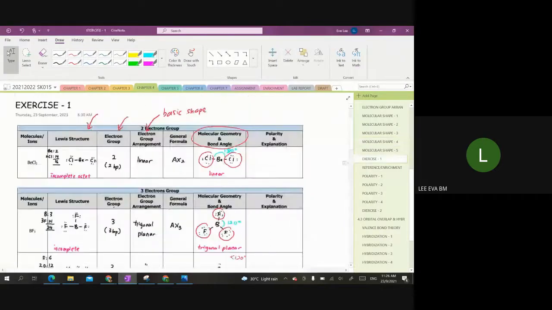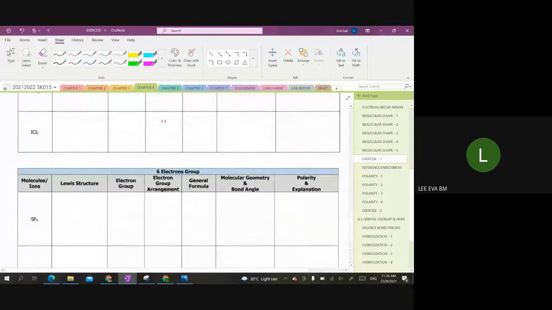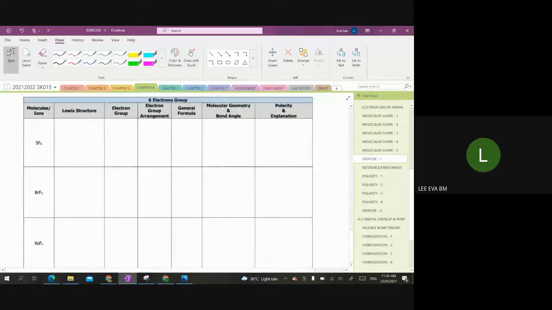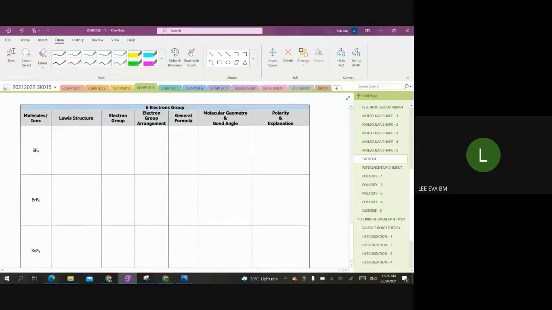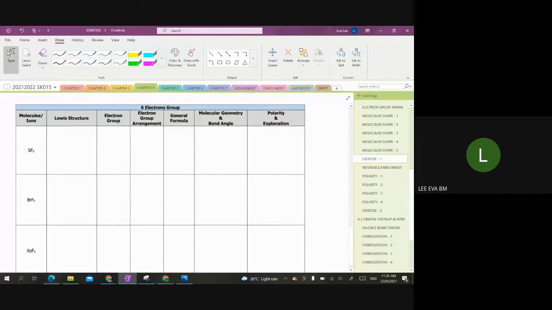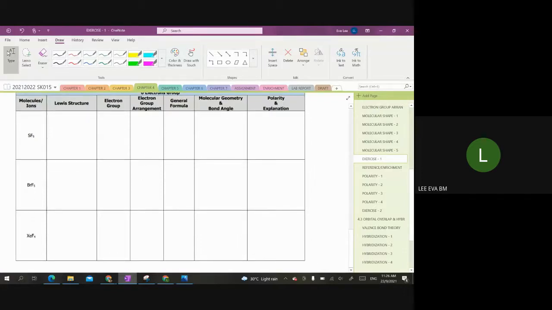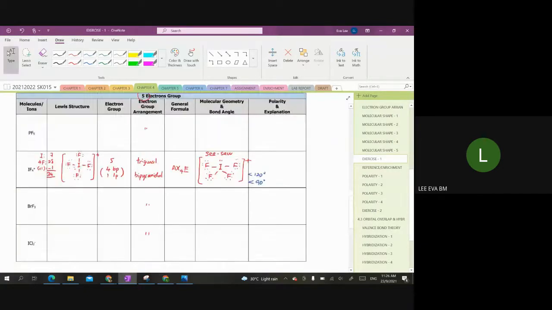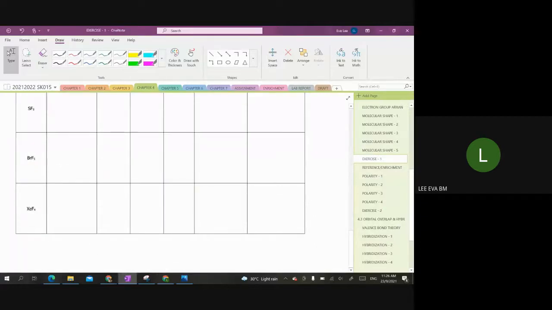Okay, so exercises for 6 electron groups over here also, please complete it. Similar like how you did for 2 electron group, 3 electron group, and also 4 electron group. Okay. So yang ini Madam tak minta untuk awak hantar tapi tolong completekan awak punya table. Okay, ada soalan untuk molecular shape? Is there any question for this part, molecular shape? No, Madam. I don't think so as for now.